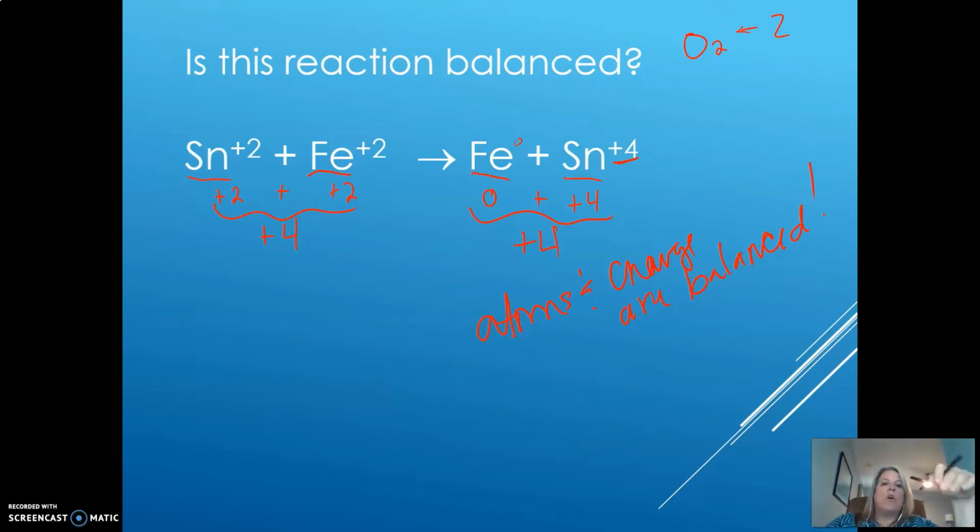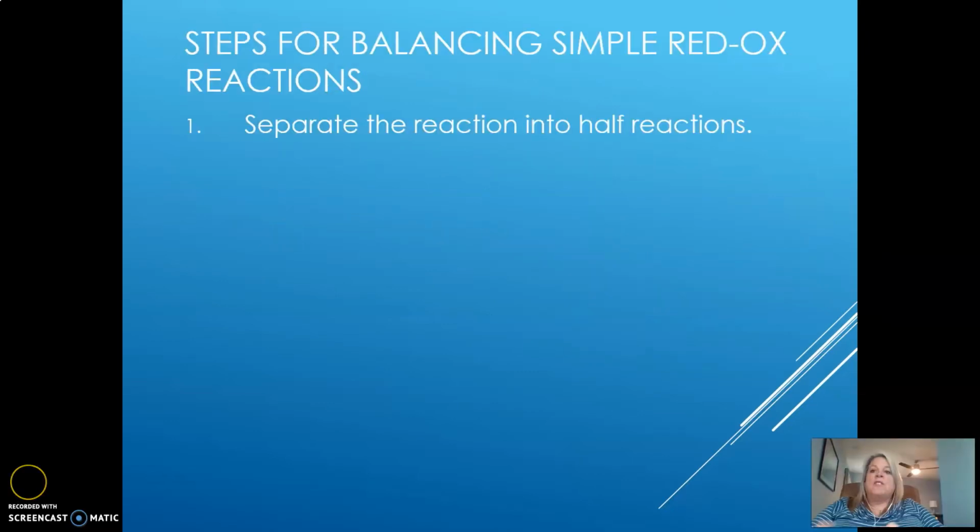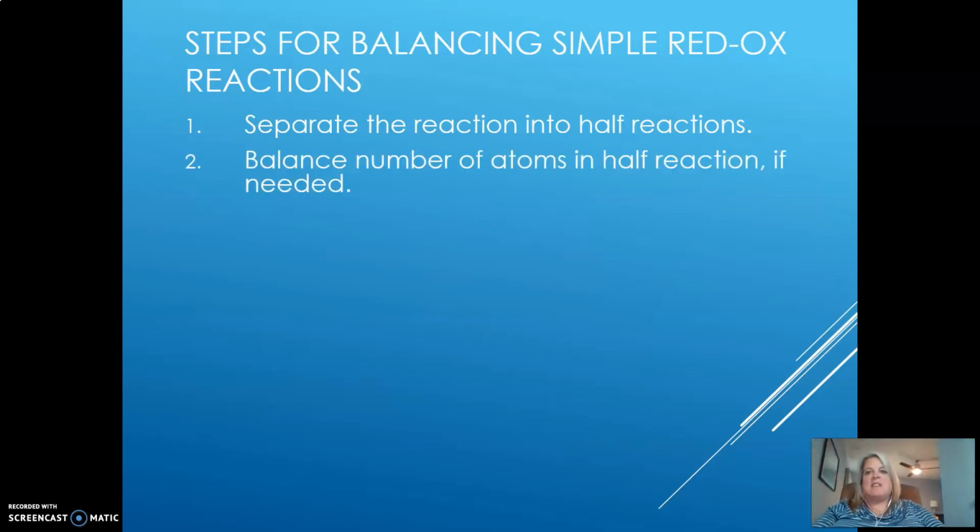Well, let's go through all the steps for balancing the reactions. So let's look at the steps for balancing reactions. The first thing we're going to do is we're going to separate the reactions into half reactions. Half reaction? What's a half reaction? What we're going to do is we're going to put the stuff into their own reaction. So we're going to take the tin out and make a reaction with it, and we're going to take the iron out, and we're going to put it in its own reaction. You'll see what that means on the next slide.